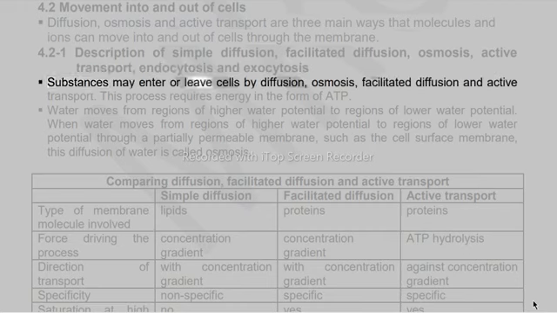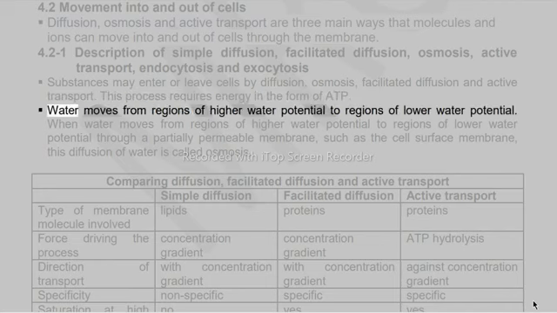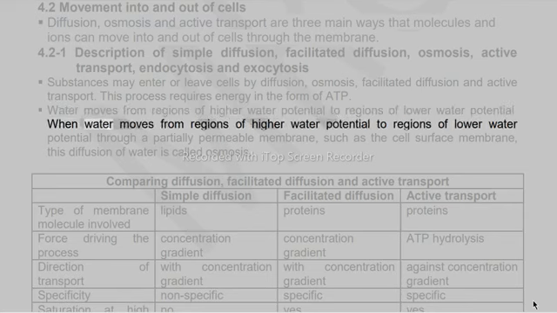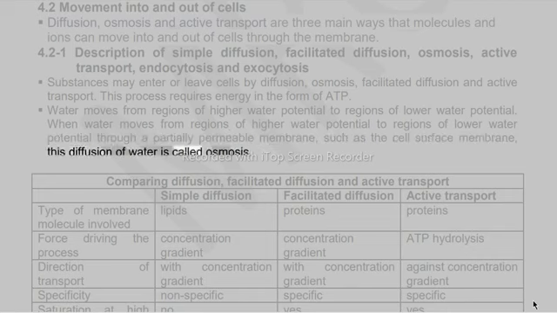Substances may enter or leave cells by diffusion, osmosis, facilitated diffusion and active transport. This process requires energy in the form of ATP. Water moves from regions of higher water potential to regions of lower water potential. When water moves in this way through a partially permeable membrane, such as the cell surface membrane, this diffusion of water is called osmosis.